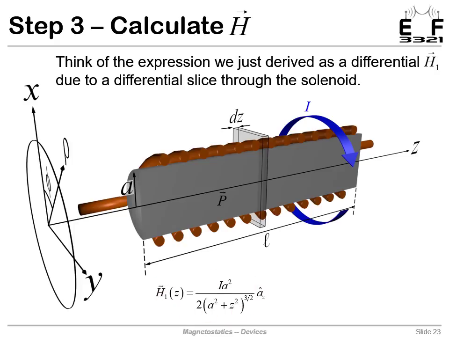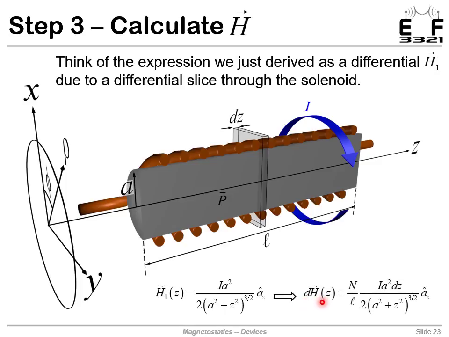We're going to interpret that single loop as a differential slice through our solenoid. And when we interpret it this way, that'll let us integrate that over the length of the solenoid to really arrive at the total magnetic field for the entire solenoid. So we need to convert this expression to something that makes sense as this differential slice through our solenoid.